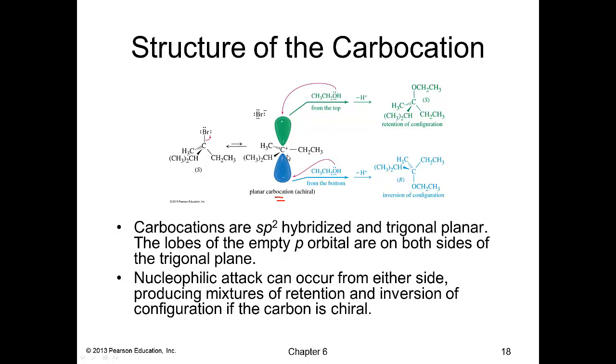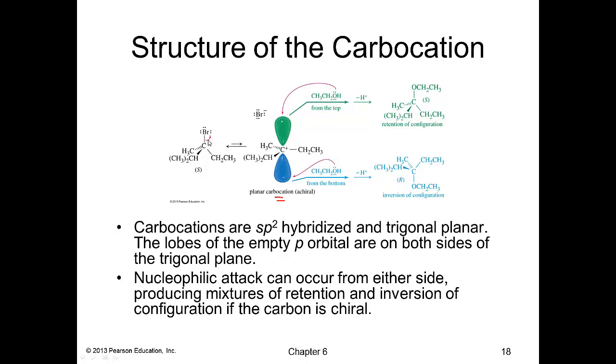In SN2 reaction, we only have one direction for the nucleophile to do an attack. Therefore, there is only one inversion product. But for SN1 reaction, we have two possibilities of attack for the nucleophile. Therefore, we have two possibilities for the product.